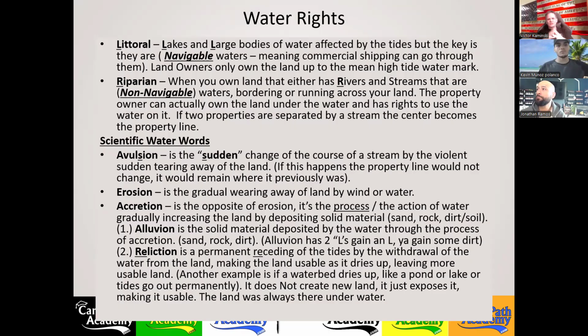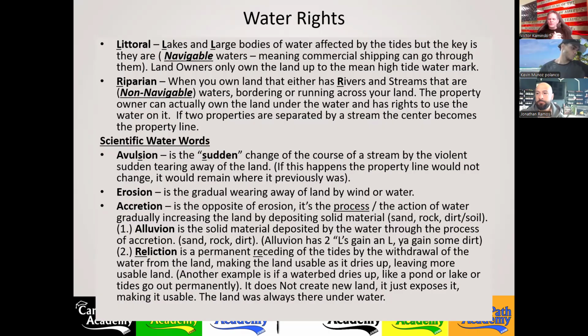So once again, the definition I have here is littoral. It begins with the letter L, like lakes and large bodies of water, like the ocean, that are affected by the tides. But the key is that they are navigable waters, meaning commercial shipping can go through them. So the landowners only own the land up to the mean high water mark. The mean is the average. It discounts any of the extremes, like when you have a storm where the water gets flooding and gets higher than normal. That's only temporary.